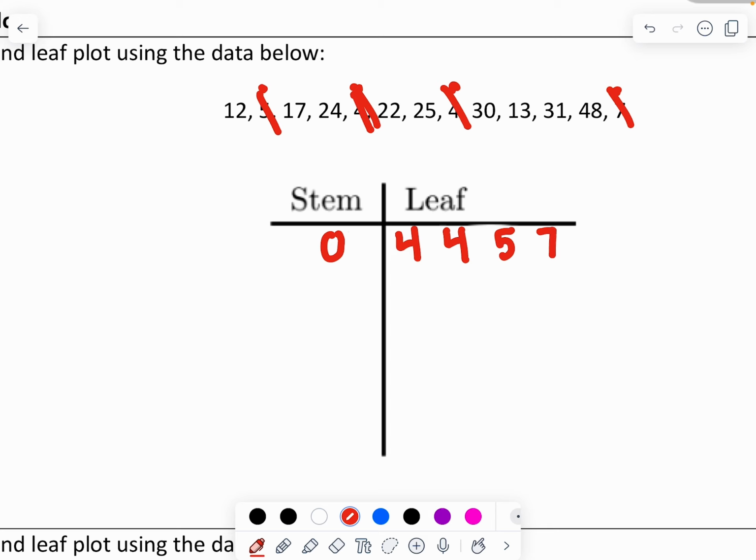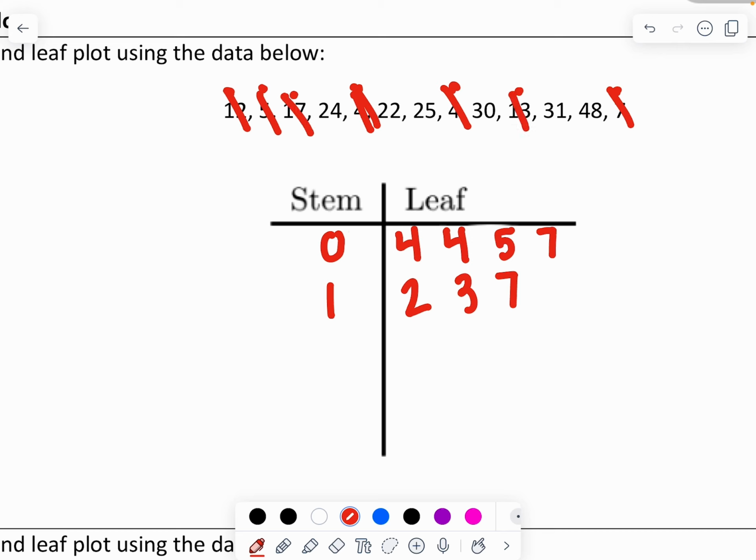So now I can see I have 12, 17, and 13. So those start with a 1. So our stem is going to be a 1. And I'm going to put them in order from least to greatest. So I would do 2 for 12, 3 for 13, and 7 for 17. And I can cross those off.